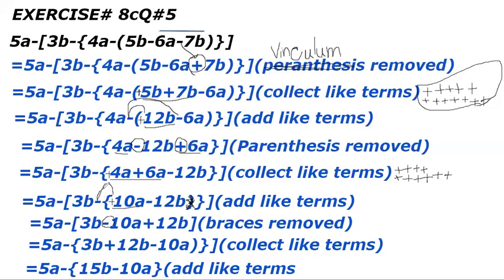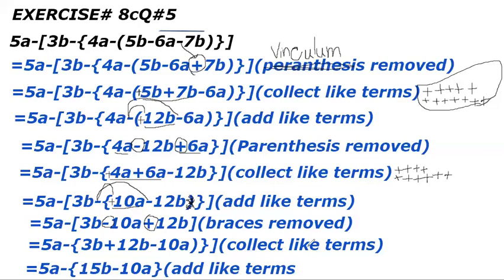Similarly, this negative sign is multiplying with this negative sign and it will give us a positive 12b. In this way, we will remove the braces, and the other terms will be copied down from the above step.